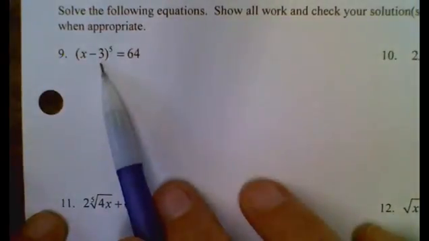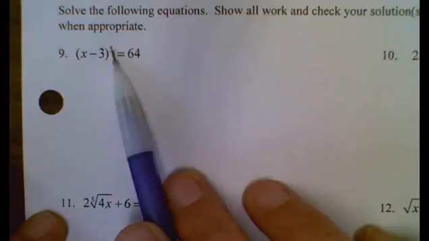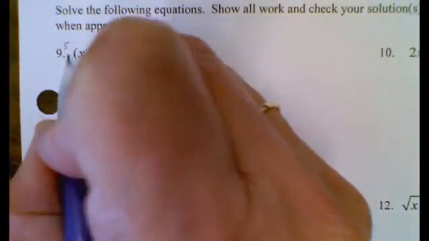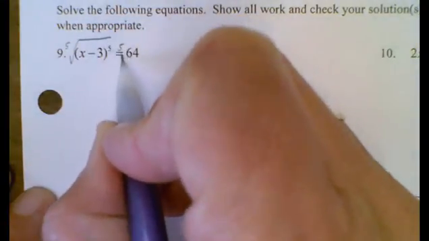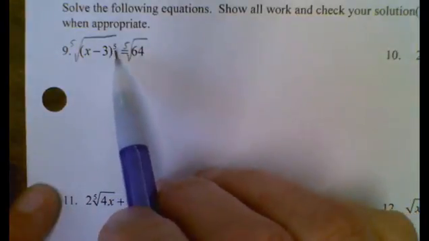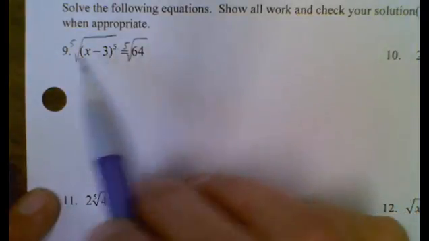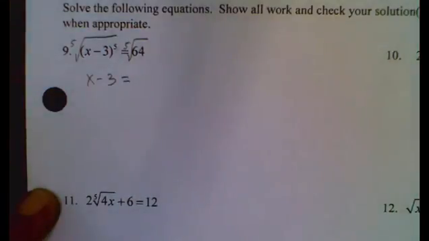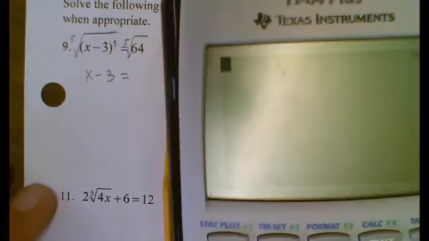If you look at number 9, it's x minus 3 to the 5th equals 64. So to undo something raised to the 5th power, we're going to take the 5th root. We have to do that to both sides. And again, taking the 5th root just undoes raising to the 5th power. So over on the left side, I'm left with x minus 3. On the right side, we have to take the 5th root of 64.